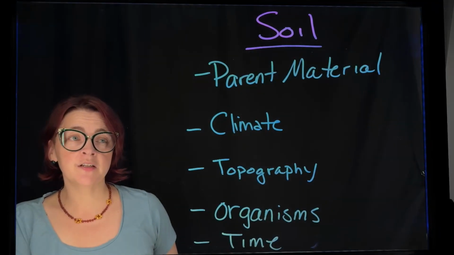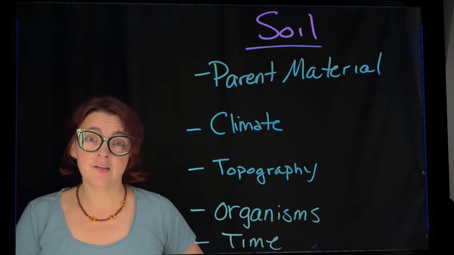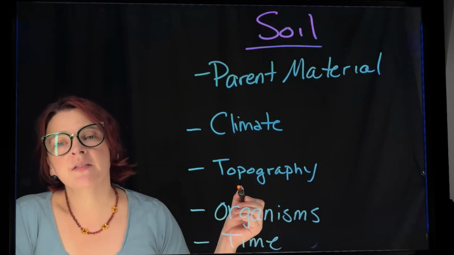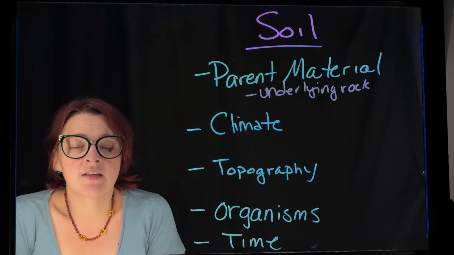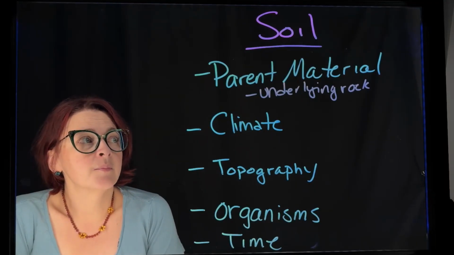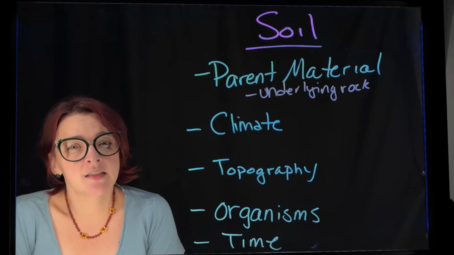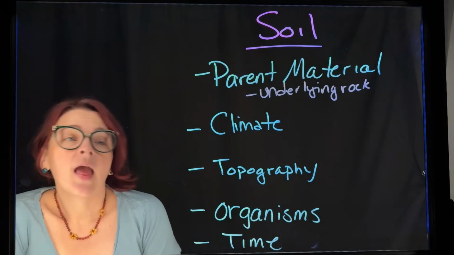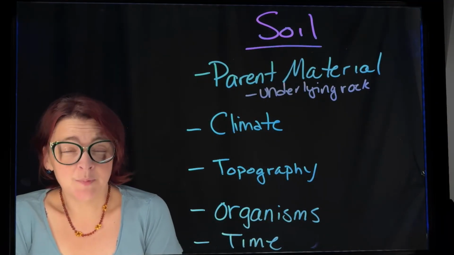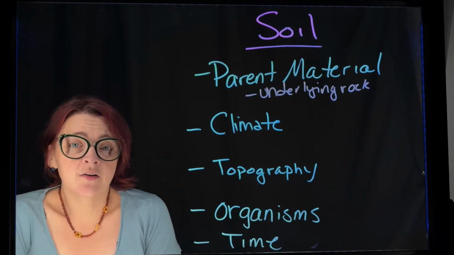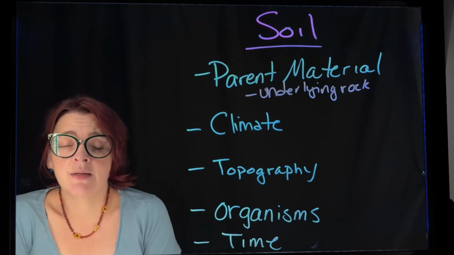There are 5 factors that determine the properties of soil. We have parent material, climate, topography, organisms, and time. Let's talk about each one of these. The parent material is the underlying rock. Along the Atlantic coast of the United States, the major underlying rock is silica quartz. This makes up a very sandy soil. Because it's so sandy, it is nutrient poor. Whereas up in upstate New York and Vermont, their soil has a parent material of calcium carbonate, which increases the pH and actually makes it better for farming.